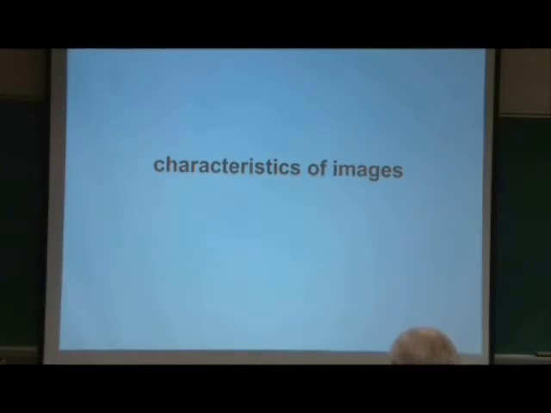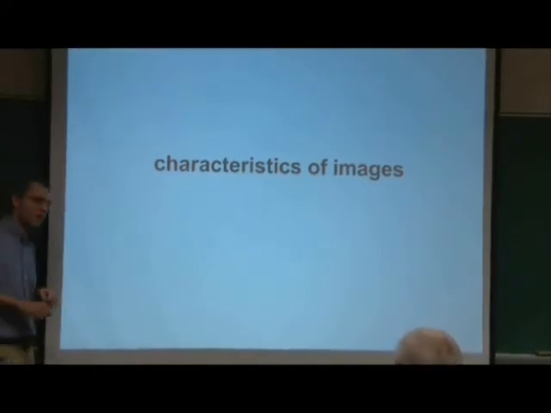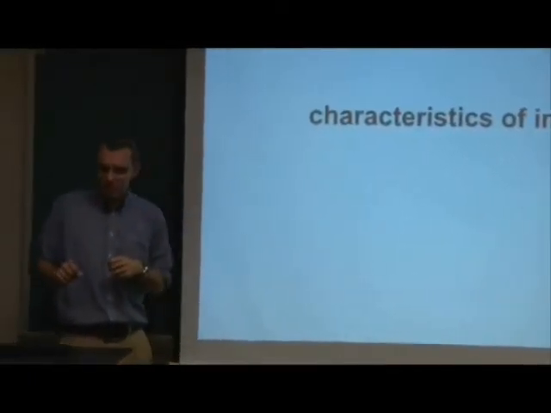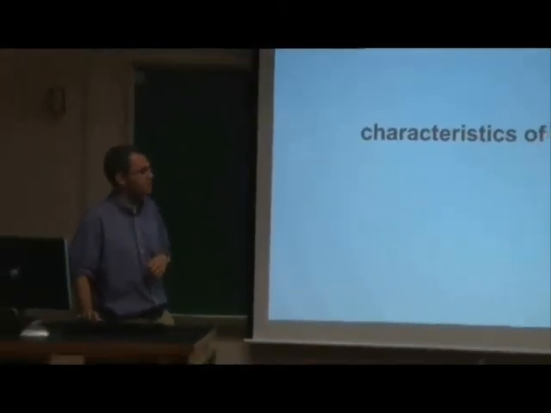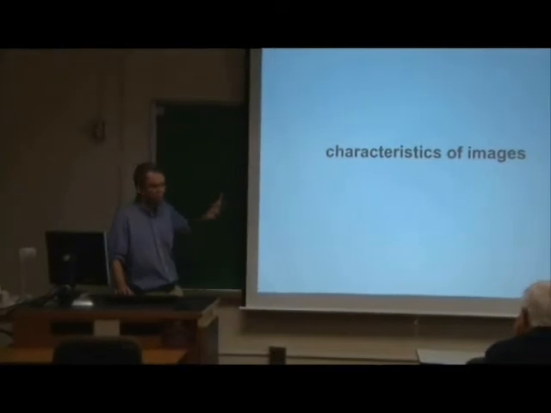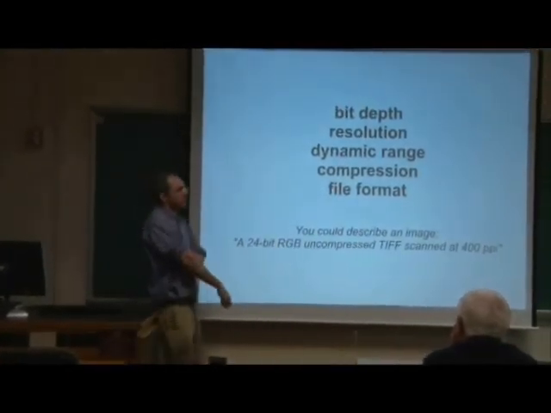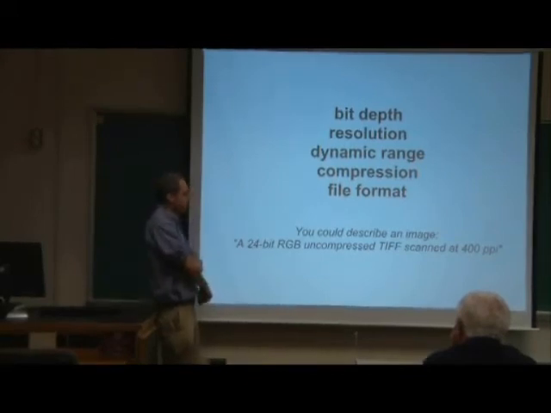Okay, so let's talk about what kinds of terms we use when we talk about digital images. What are some of the characteristics of them? Because this is underlying the later conversation we're going to have about the decisions that we need to make when you're doing imaging of historic material. So this is sort of like our vocabulary around digital images. Here are some of the most important ones.